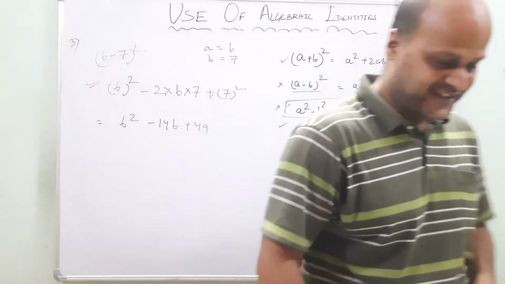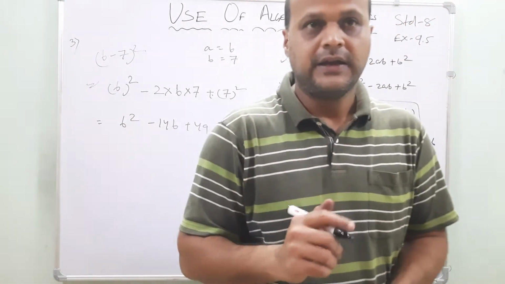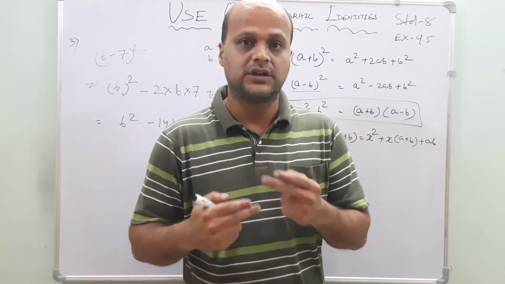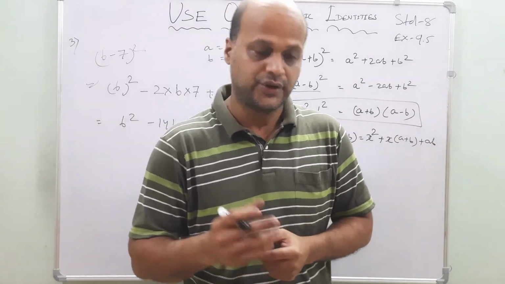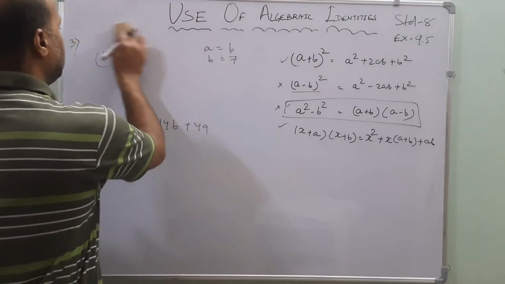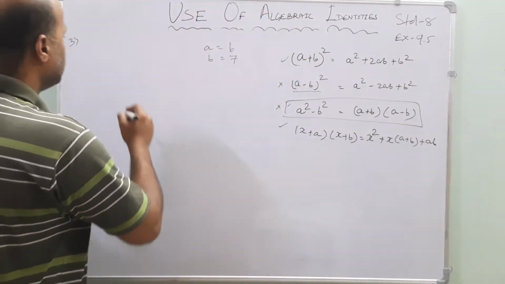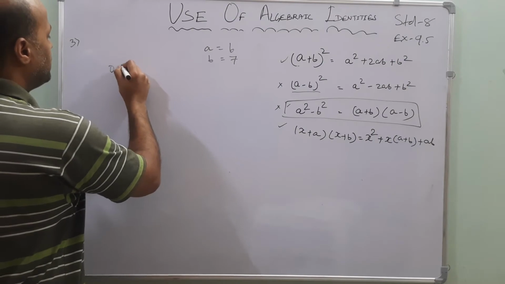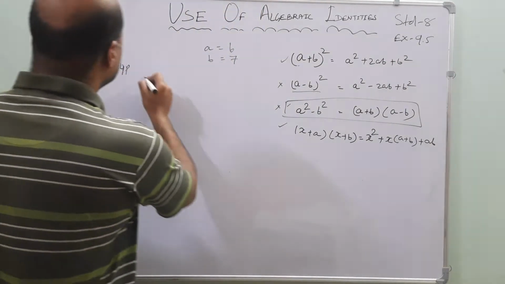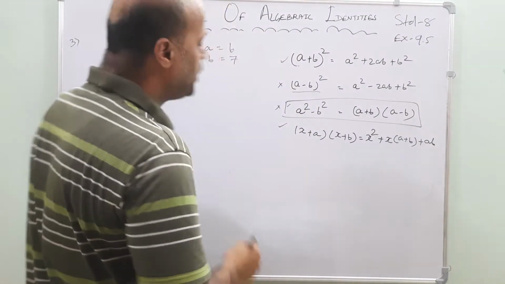Okay, very good. So let's go to the decimal part, and the rest of the parts you just try at home, so that you can easily understand how the identities are used. The decimal part is given like this. The question is 0.4p minus 0.5q whole square.